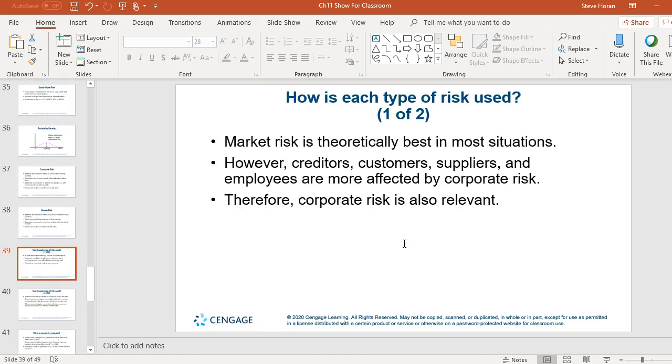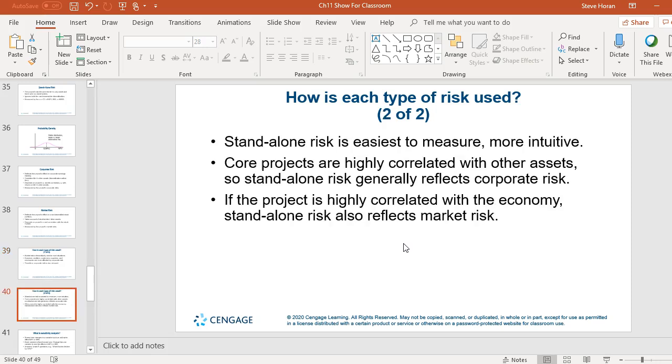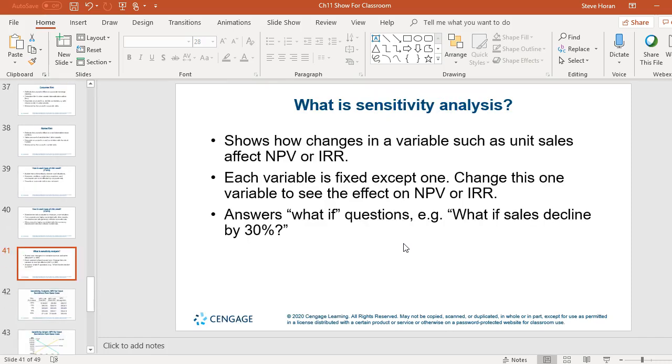It says here, how is each one used? Market risk is theoretically the best one. However, most stakeholders would look at corporate risk, and so corporate risk is probably also relevant. I'm sorry, standalone risk is the easiest one to measure and is more intuitive because we can measure the risk of that project. And we don't get into how to measure the risk of a project in this class, but it can be done. Again, you can run models and do some what-if scenarios and so on to figure out what is the risk of this project in general.